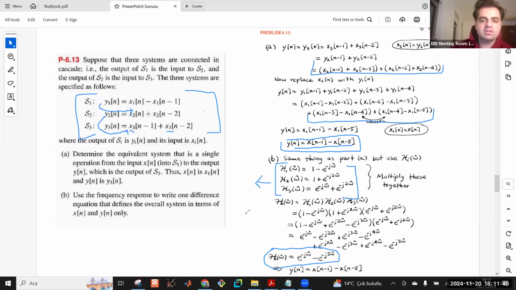So what's important here? It is that in time domain, we need to do this complicated convolution operation. However, in frequency domain, we can simply do multiplication.